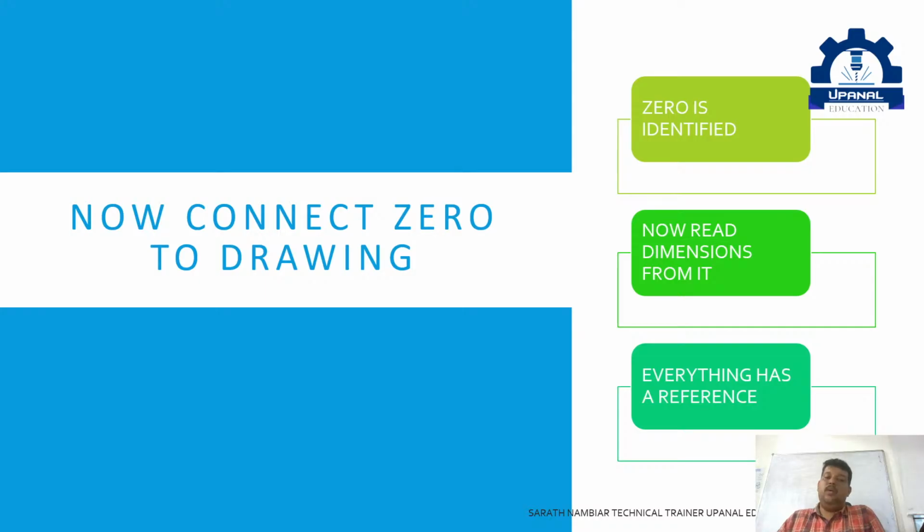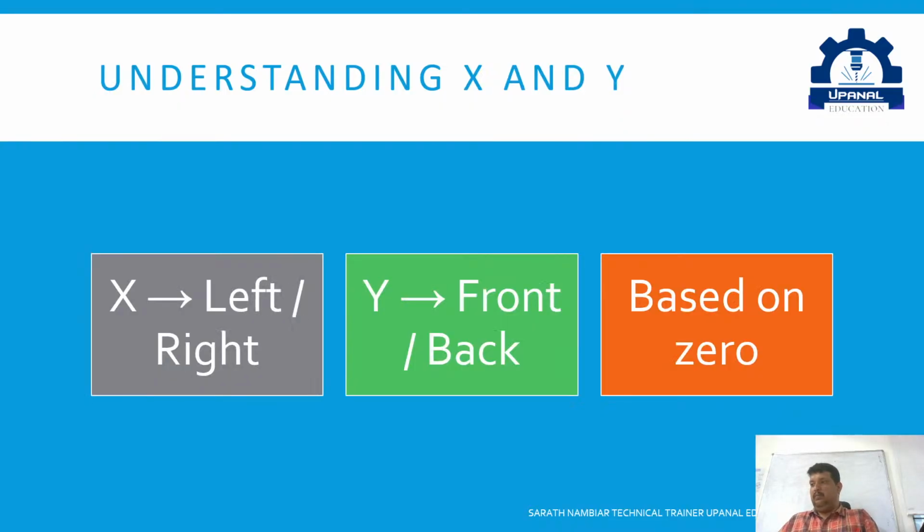Okay, so now we know what zero is, but just knowing zero is not enough. Every dimension in the drawing is given from some reference. Most of the time, that reference is zero. So instead of seeing random numbers, start thinking like this: from zero, how far is this feature? Suddenly the drawing becomes logical, not confusing.